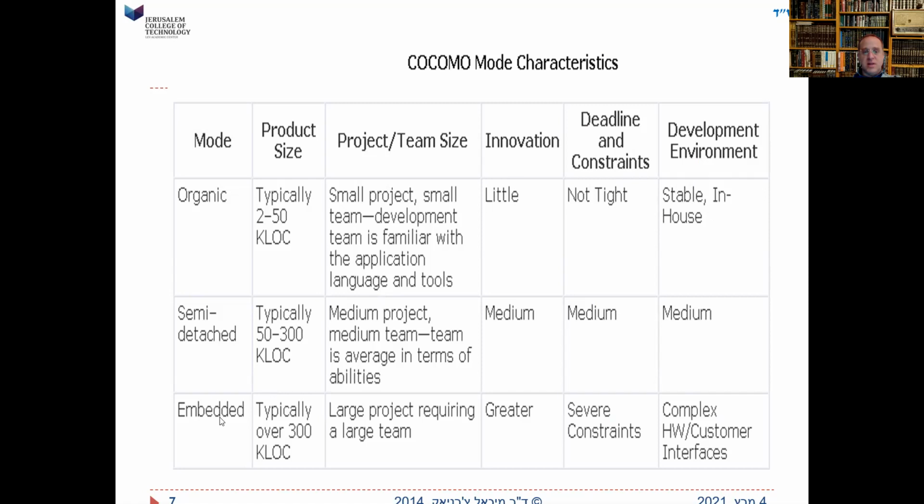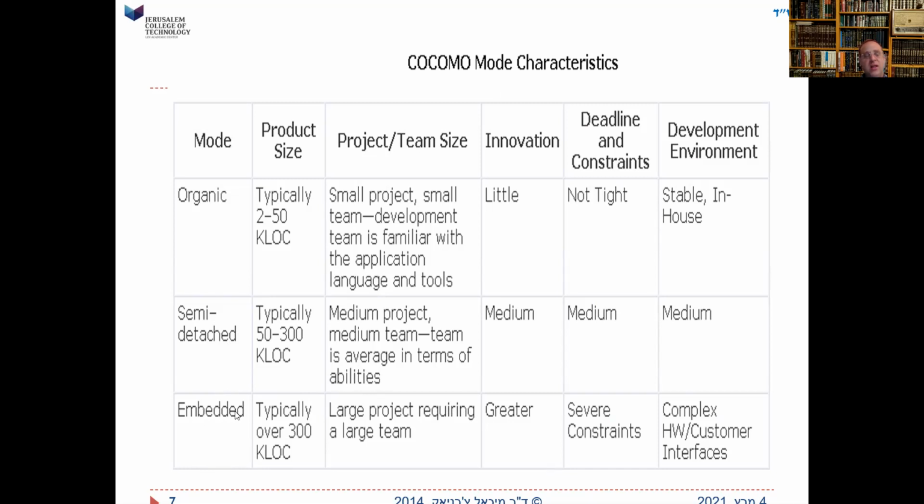An embedded system has a very large group of people, and usually more innovation. You have a large group doing something interesting, new. I a little bit don't understand these differences, because couldn't you have a small group doing a tremendous innovation? I'm not sure, maybe not.